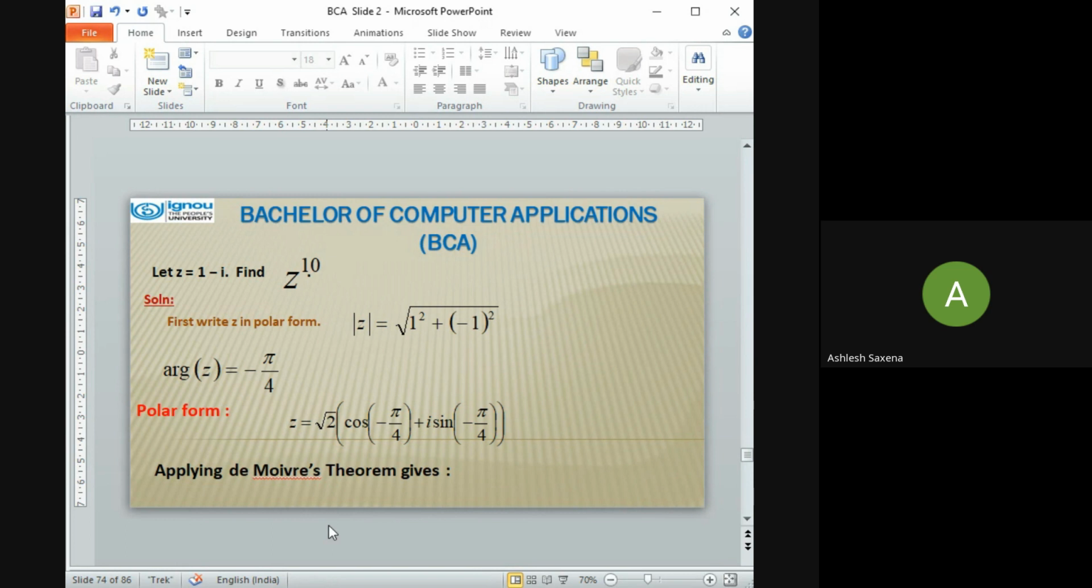Okay. Now, what will be the value of argument z? Argument z is y by x. Your y is minus 1 and your x is 1, so it will be minus 1. Now the question arises, in which quadrant will the value of tan be minus 1, or negative? Are you aware of it? In which quadrants will the value of tan theta be negative?